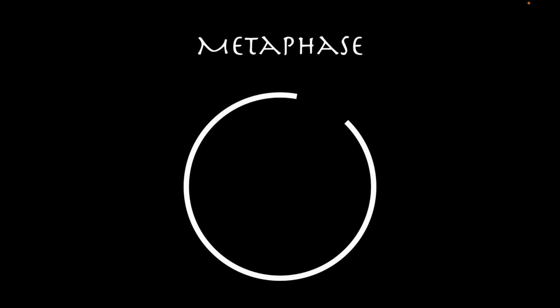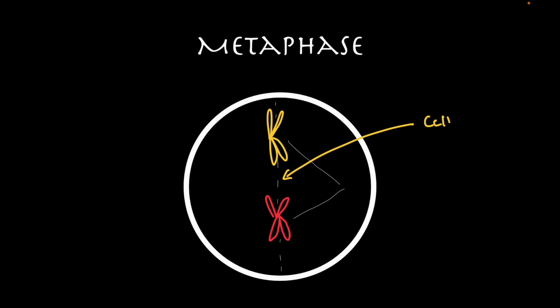Now let's come to the next phase, which is metaphase. What happens in metaphase is that the spindle fibers attach to the chromosomes, and they move them into the center of the cell, which we call the cell plate, and which, very interestingly, is the center of the whole cell. And we precisely don't know the exact mechanism of how this happens.